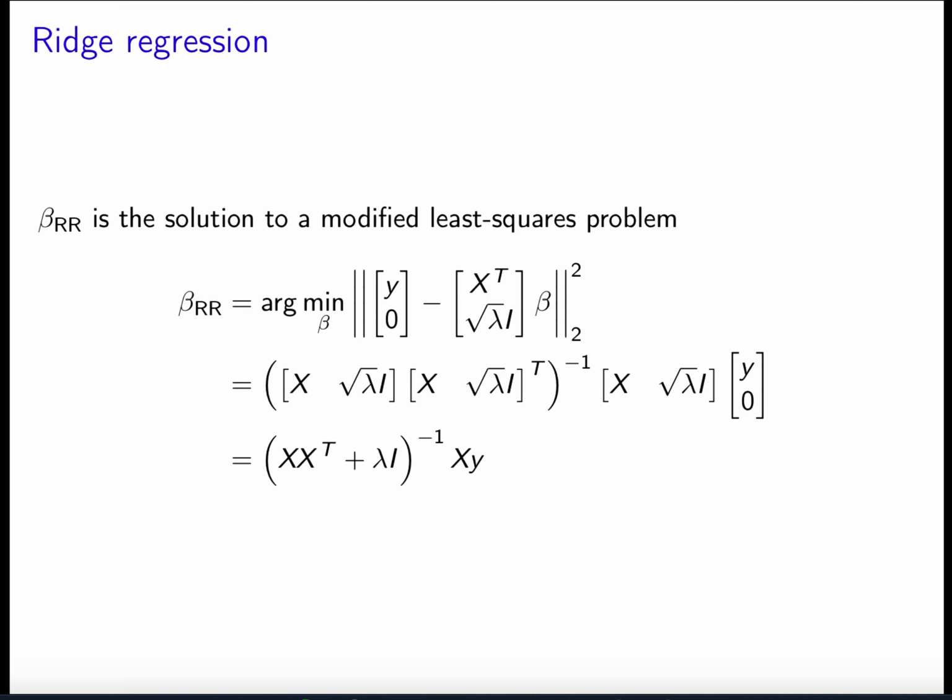And when we expand this out, we discover that essentially we get the same solution as in ordinary least squares, except that here we're adding lambda to the diagonals of the sample covariance matrix. So in a way, you can think of this as preconditioning the sample covariance matrix by adding stuff to its diagonals. That's kind of a numerical linear algebra interpretation of this.